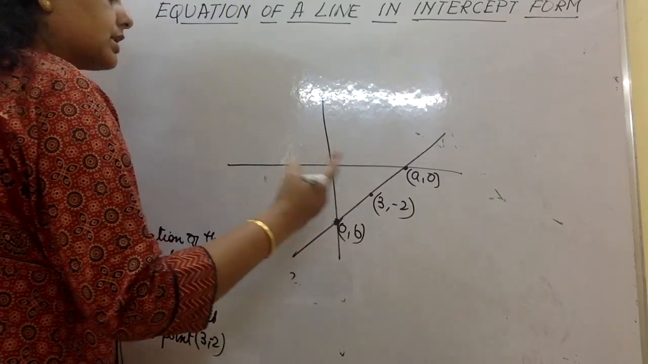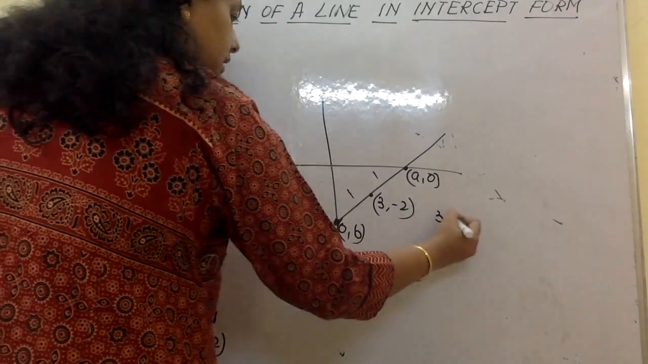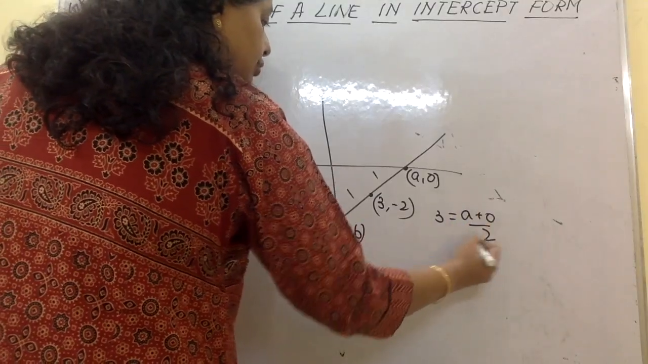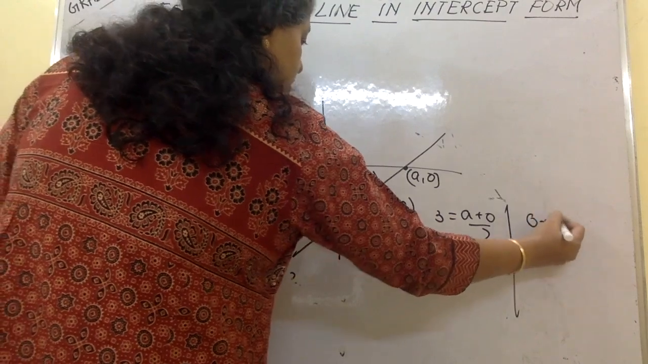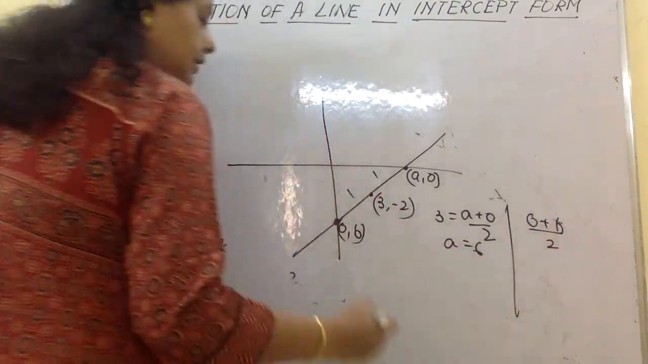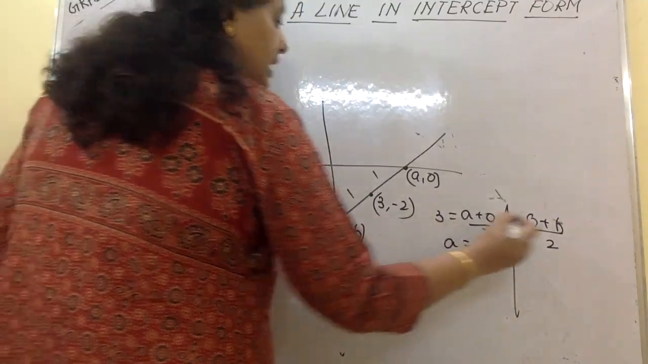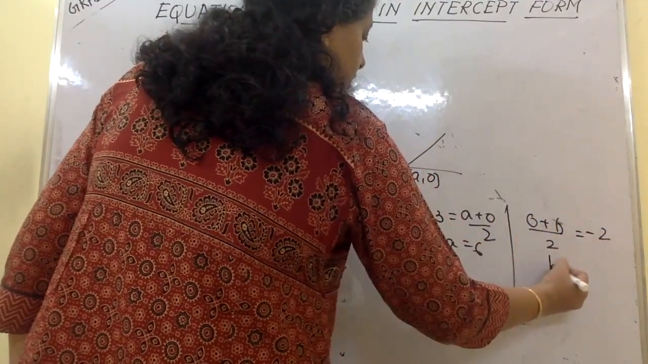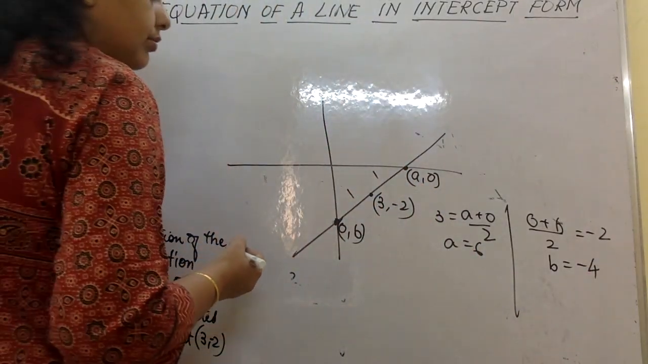So if we use section formula, this is 1:1. Okay, so 3 is equal to (A plus 0) by 2. So A is 6 and B is how much? (0 plus B) by 2 is minus 2. B is equal to minus 4.